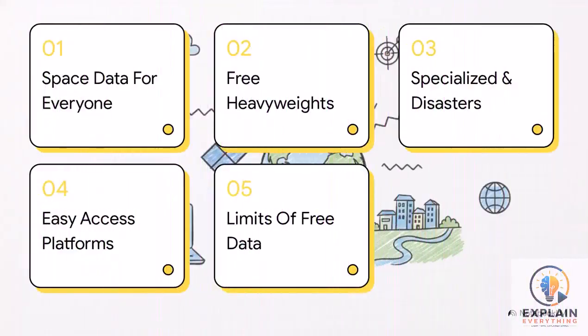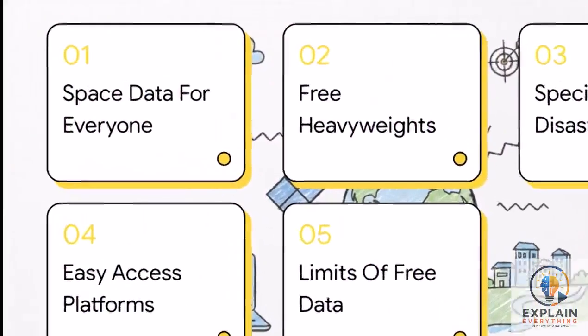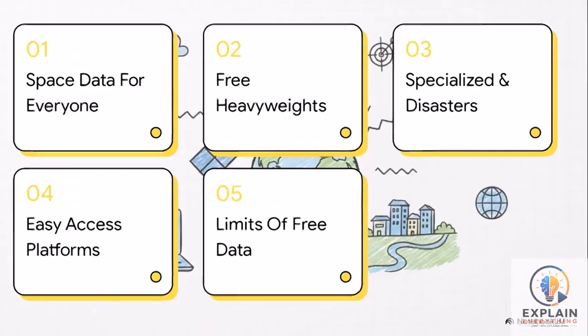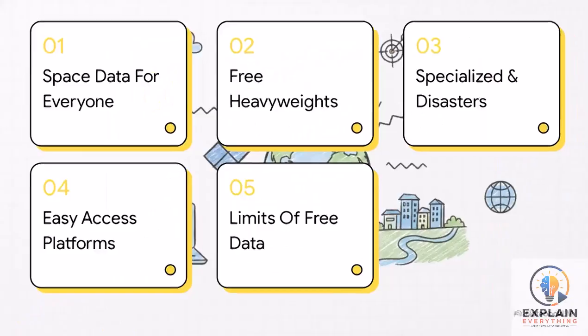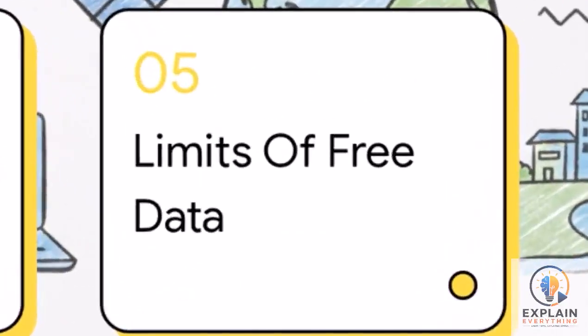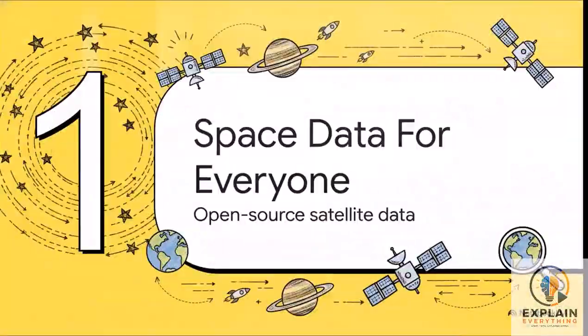To figure that out, here's our roadmap for today. 1. Space data for everyone. 2. The free imagery heavyweights. 3. Specialized and disaster data. 4. Platforms that make it easy. And finally, 5. The limits of free data. All right, starting off with Section 1, space data for everyone.